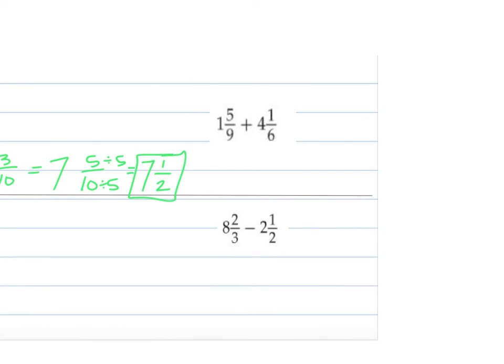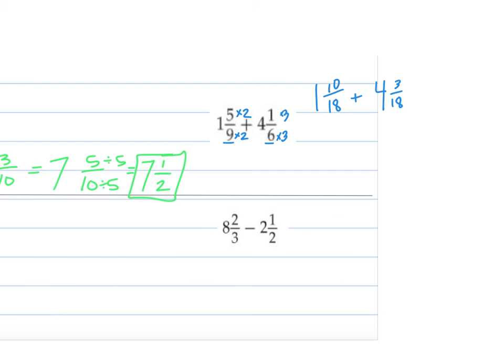Next one, 1 and 5/9 plus 4 and 1/6. Got to find a common denominator between 9 and 6. If I can't think of their least common multiple, then I could just multiply them by themselves. But I think, let's see, I know they both can multiply into 18. So to do that, I would multiply this side by 2. So then that would become 1 and 10/18. And this I would multiply by 3. So that would be 4 and 3/18.